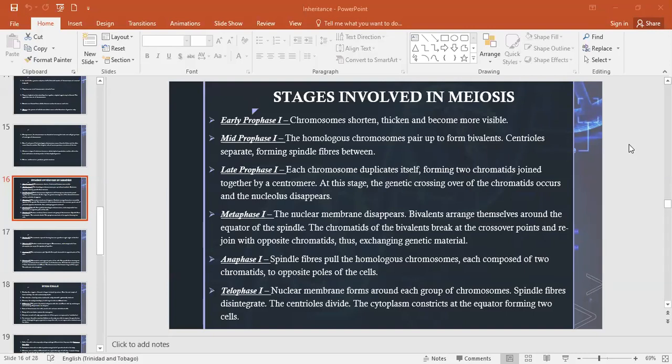And the centrioles will separate to form spindle fibers between, when your homologous chromosomes pair up. So you will get 4 of them. Then your centrioles separate and your spindle fibers would be formed. And each chromosome duplicates itself. You will get 2 chromatids being joined together by a centromere. And this is where you will have the genetic crossing over of the chromatids. The nucleolus will disappear. But remember, you also had 2 chromatids that looked like they were holding hands and feet. So they join together at the top and they join together underneath.